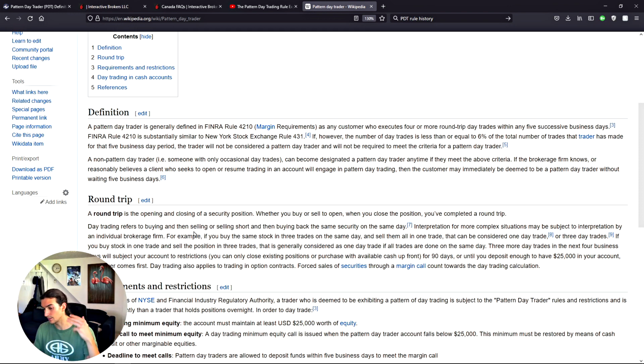So for example, let's say they bought it at $1, 300 shares, then they sell 100 at $1.10. They sell another 100 at $1.20, and they sell another 100 at $1.30. That is perfectly fine and only categorizes as one day trade.